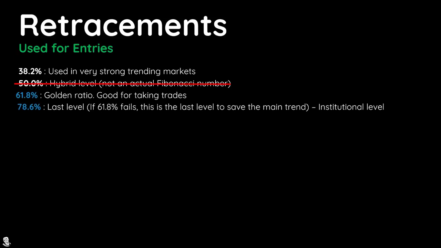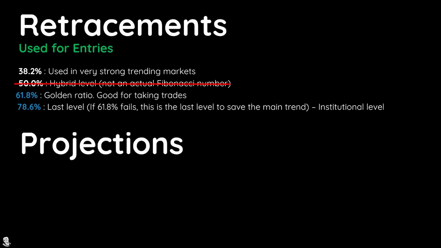Lastly, the 78.6% is the last level. If the 61.8% fails, this is the last level to save the main trend. It is also known as an institutional level. So now let's take a look at the projections.